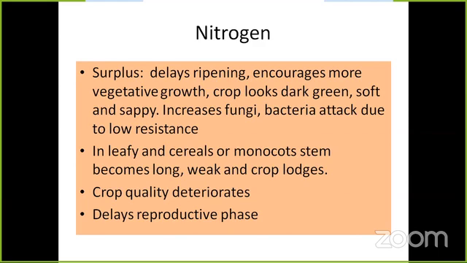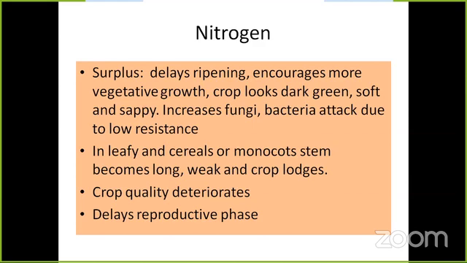It will always encourage vegetative growth, and delays ripening of the fruit because the vegetative phase is continuing. The crop looks more dark green, very soft and sappy, that means juicy, and increases disease attack from bacteria and fungi. That means there is lower resistance because of the very soft nature of the plant tissue.